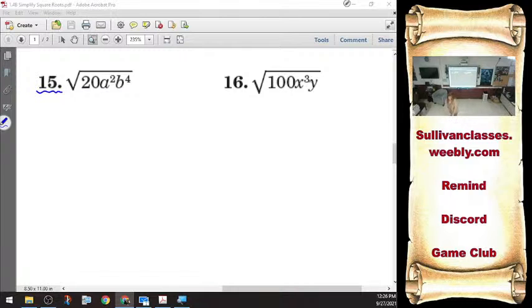Either find the biggest perfect square that goes into 20, or break it up with a factor tree. Both ways work.